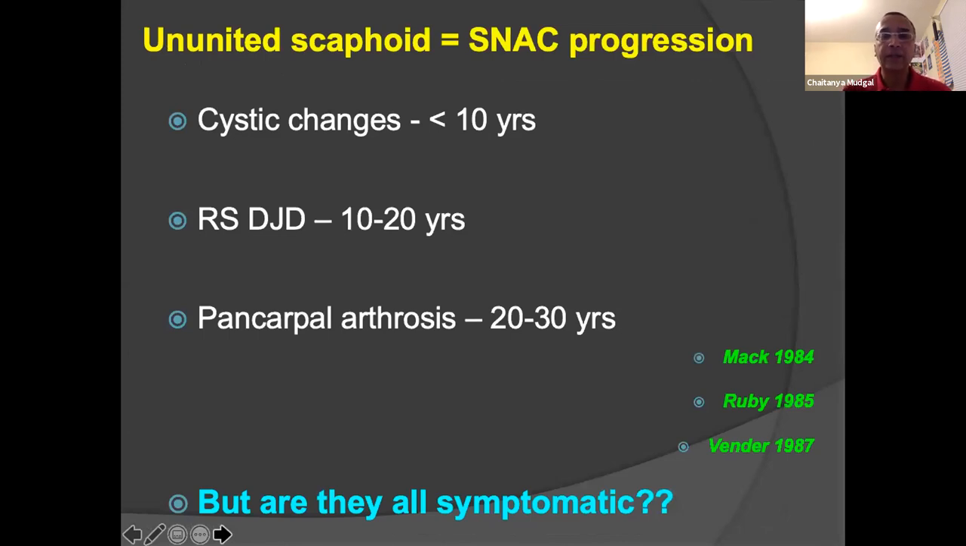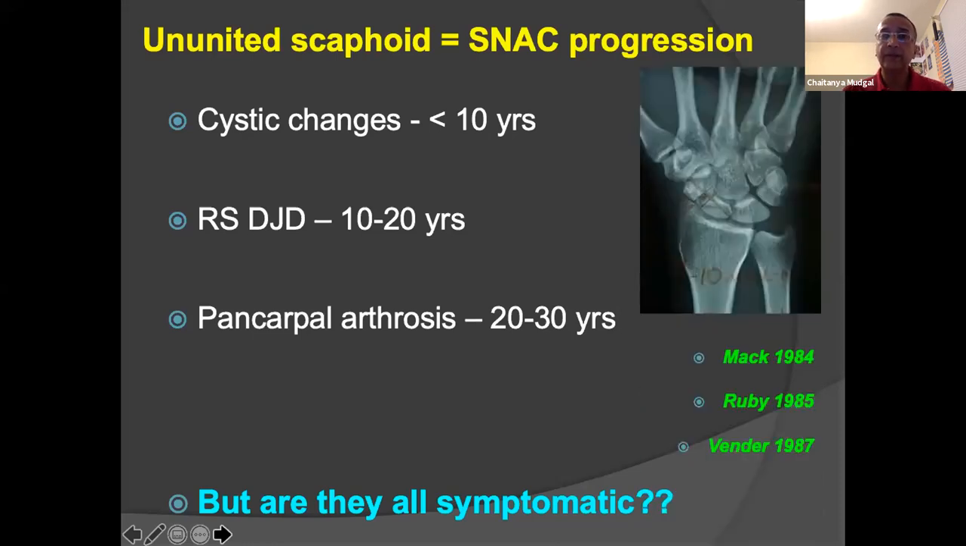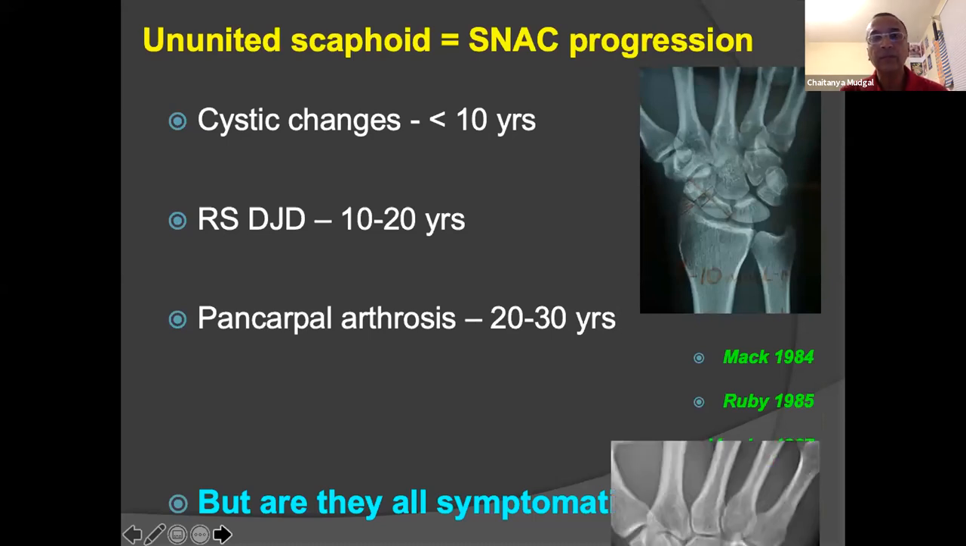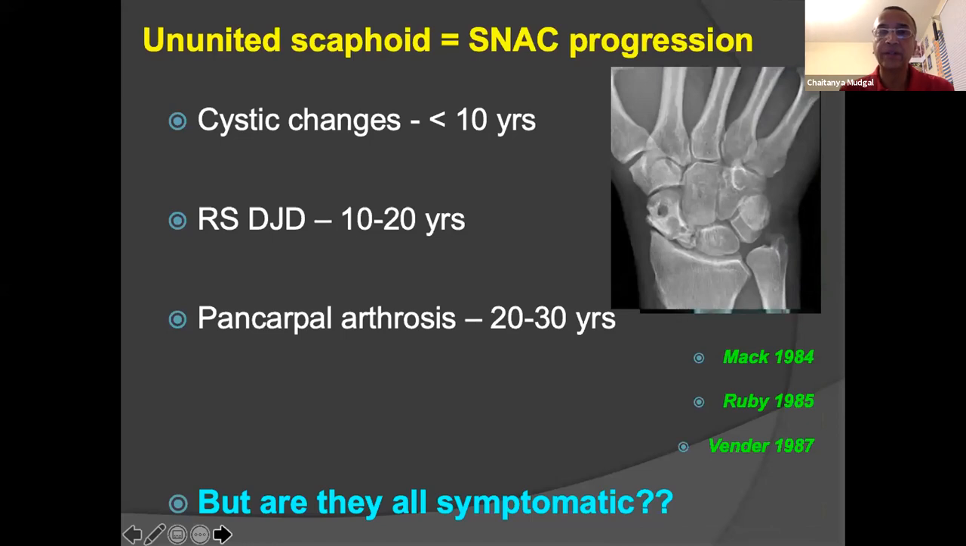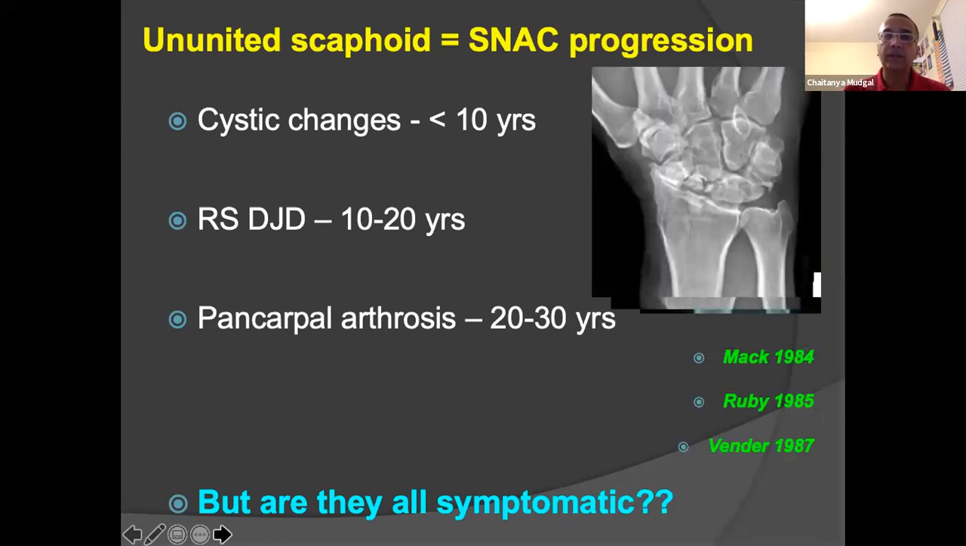So case in point being, remember that all scaphoid fractures will progress, but the degree of progression and the development of a SNAC is not always a given, and the fracture pattern may have a bearing on whether that happens or not. If a fracture progresses to SNAC, then what you will see is early cyst formation within 10 years. You will get radioscaphoid degenerative disease within 10 to 20 years. And finally, pancarpal arthrosis within 20 to 30 years.